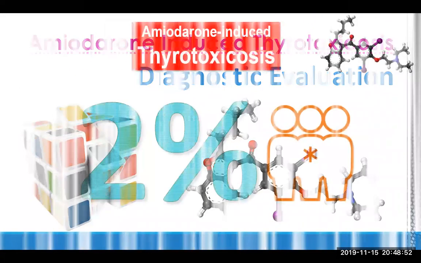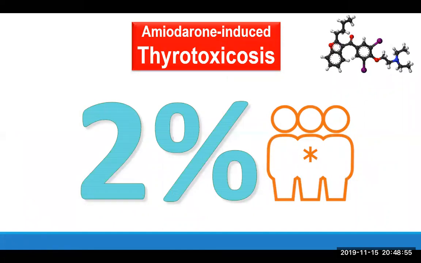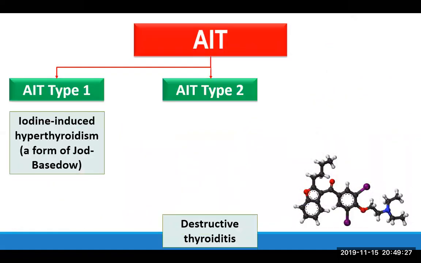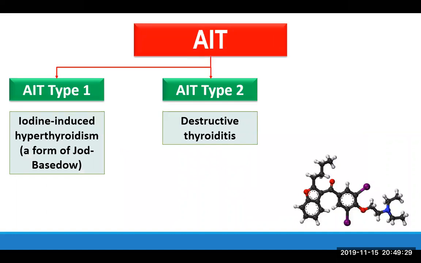Regarding the diagnostic evaluation of amiodarone-induced thyrotoxicosis, its prevalence is about 2% of cases who receive amiodarone. And the most important point is that it is treated by antithyroid drug in type 1 and treated by corticosteroid in type 2. So the differentiation is whether it is type 1, treated by antithyroid drug, or type 2, which needs corticosteroid as a treatment. This is our challenging concept.